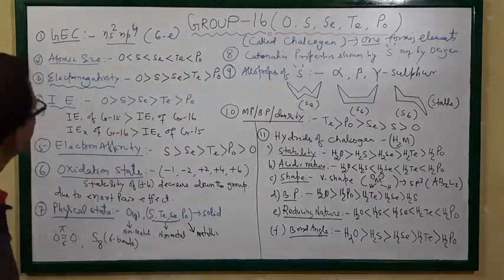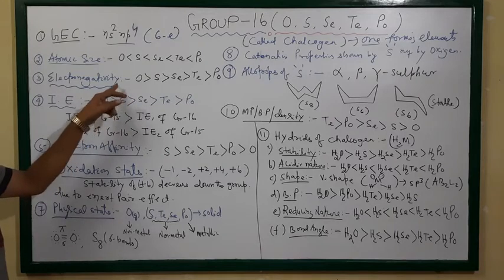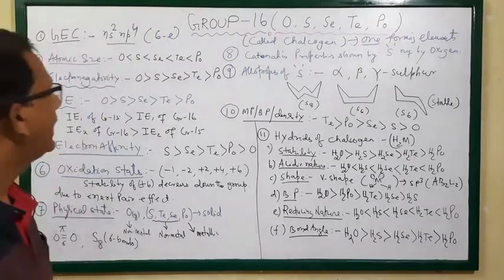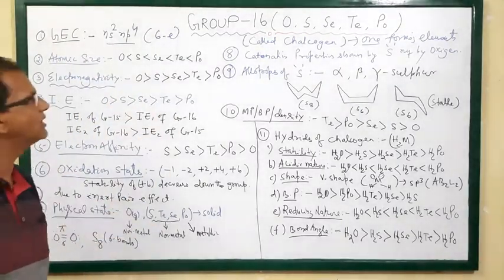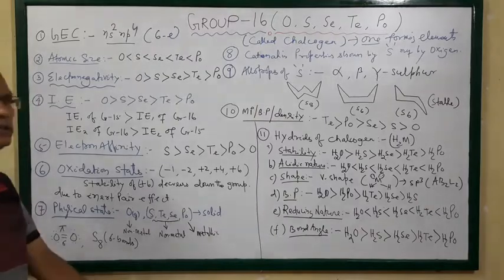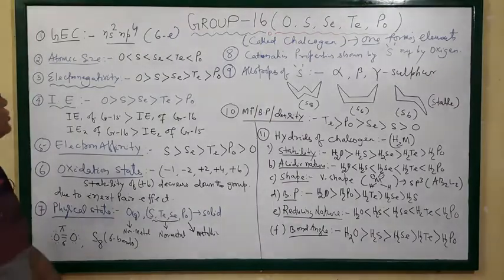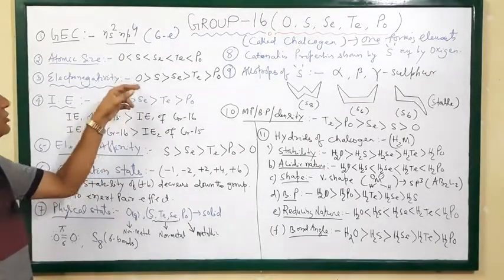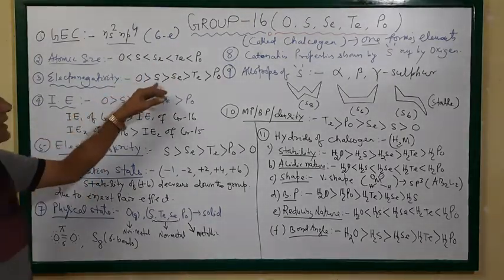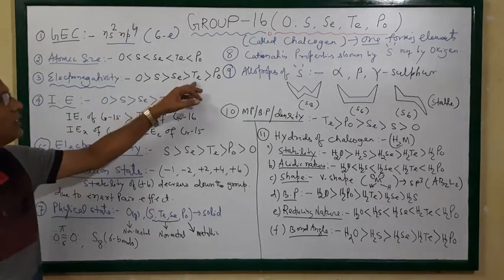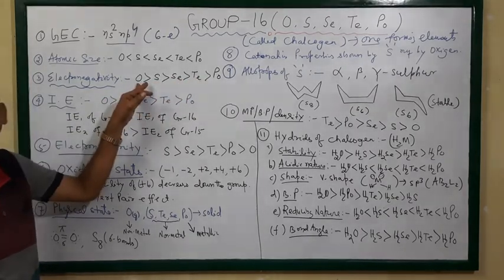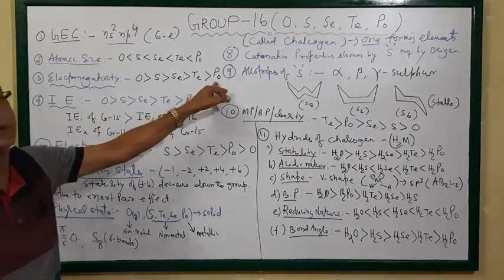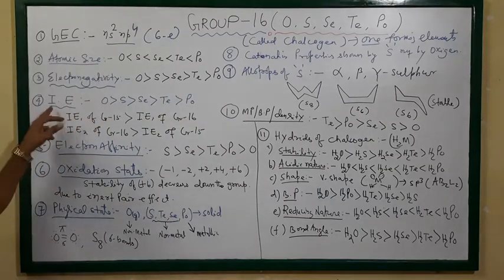Then electronegativity. Nonmetals have high electronegativity, and group 16 has lower electronegativity compared to halogens. The order of electronegativity among the chalcogens is oxygen greater than sulfur, greater than selenium, greater than tellurium, greater than polonium. That means small size, high electronegativity; large size, low electronegativity.